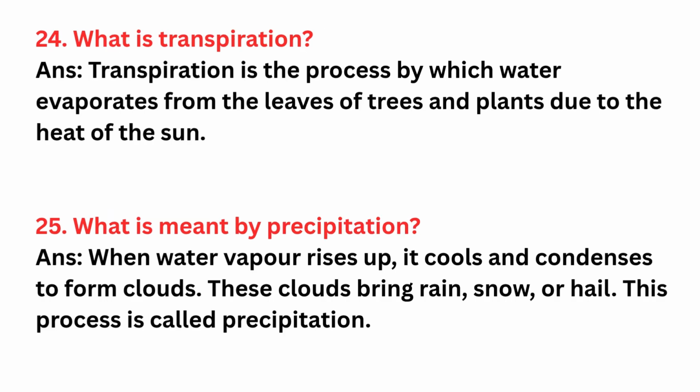Question number 24. What is transpiration? Answer. Transpiration is the process by which water evaporates from the leaves of trees and plants due to the heat of the sun. Question number 25. What is meant by precipitation? Answer. When water vapor rises up, it cools and condenses to form clouds. These clouds bring rain, snow or hail. This process is called precipitation.